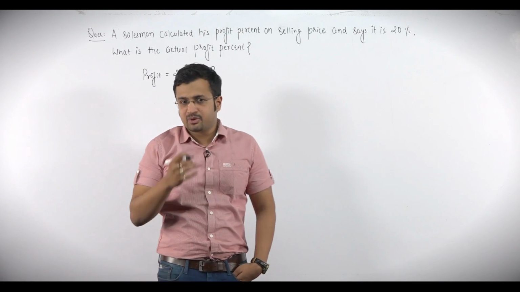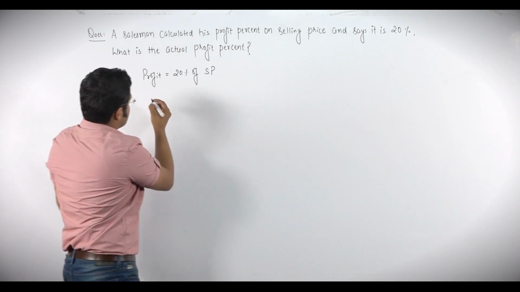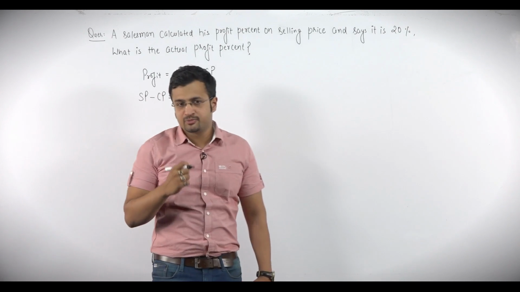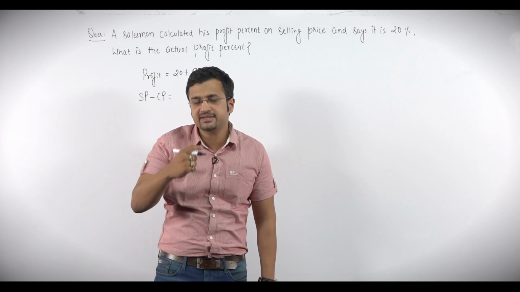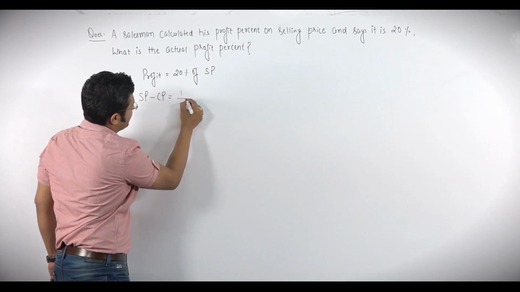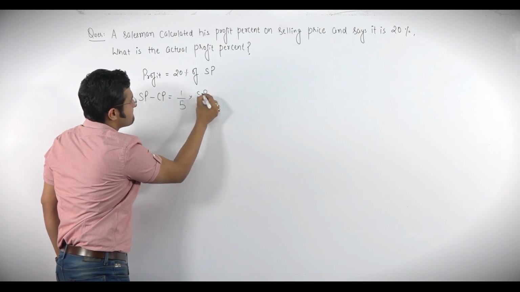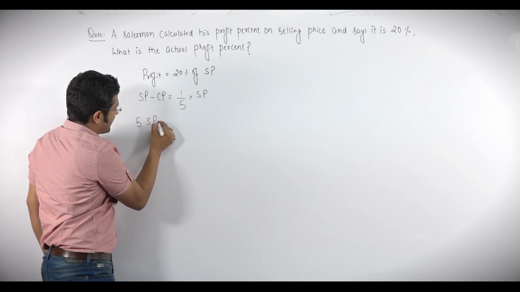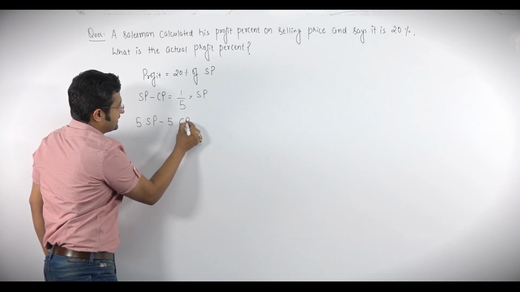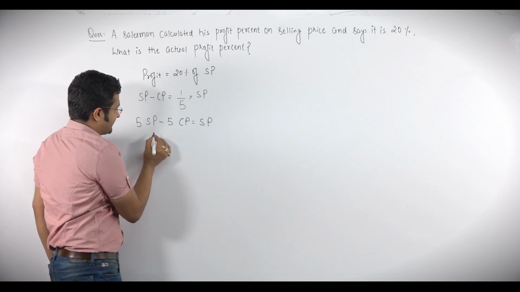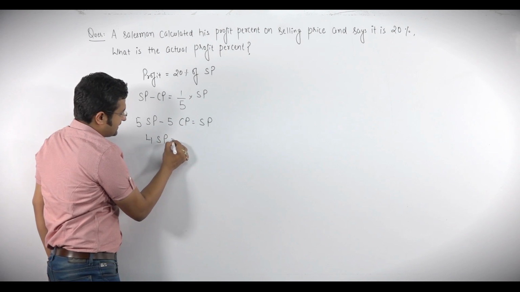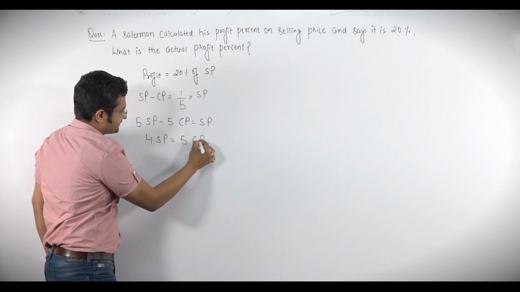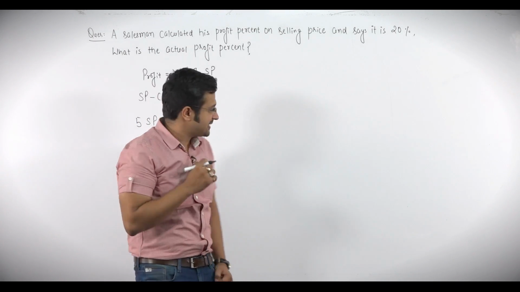Now what is profit? Profit is SP minus CP. So SP minus CP is 20%. What is the meaning of 20% in terms of fraction? 20% is 1 by 5. So 20% means 1/5 of SP. If you cross multiply, 5 times SP minus 5 times CP is equal to SP. If you solve this, you will get 4 times SP equals 5 times CP.